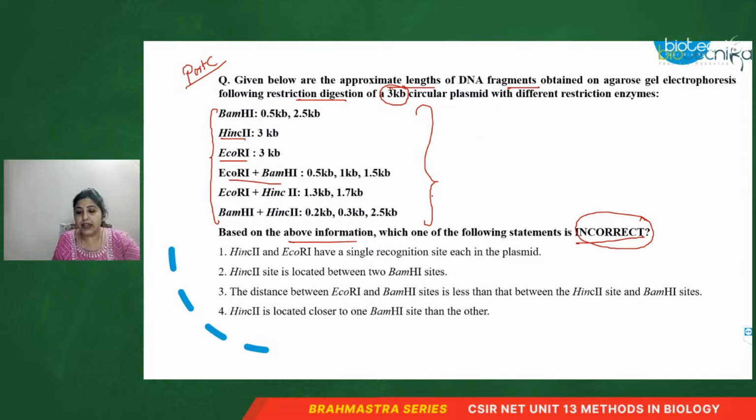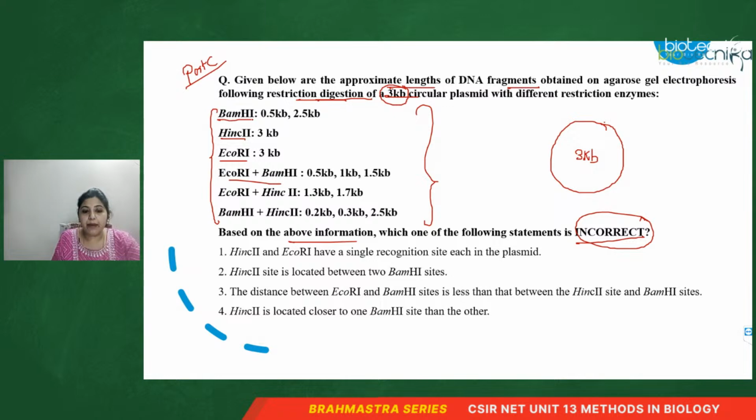If we go through the details given, it is mentioned that restriction digestion of a 3 kb circular plasmid is performed. Now, you have to draw a restriction map of this circular plasmid. You have to determine the number of restriction sites of the given restriction enzymes and also their locations.